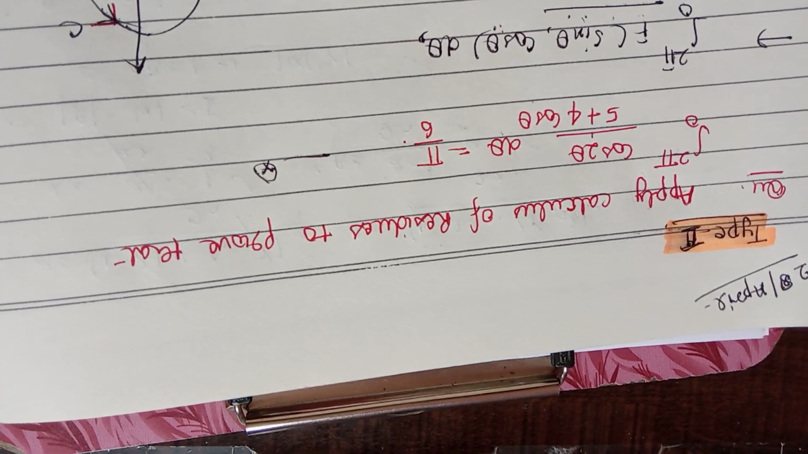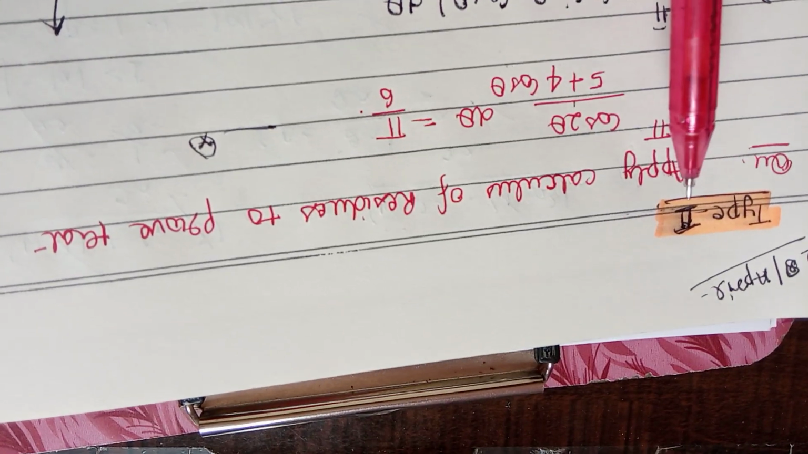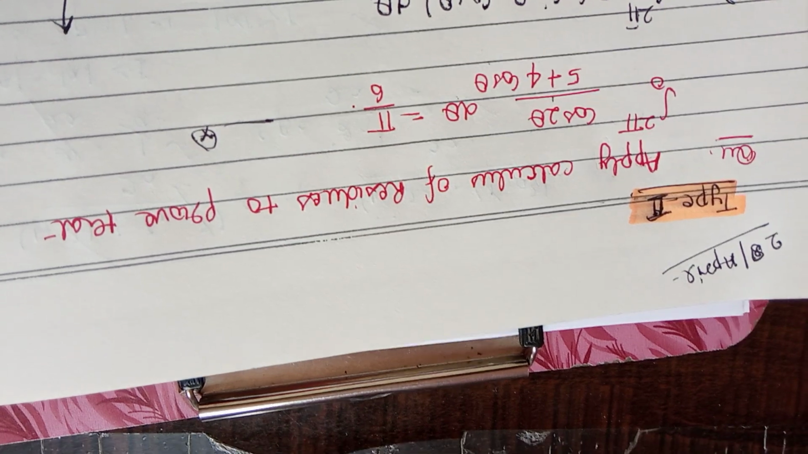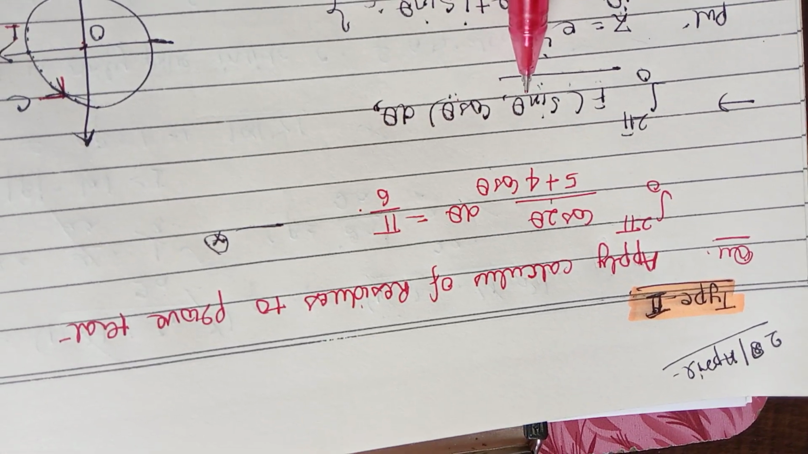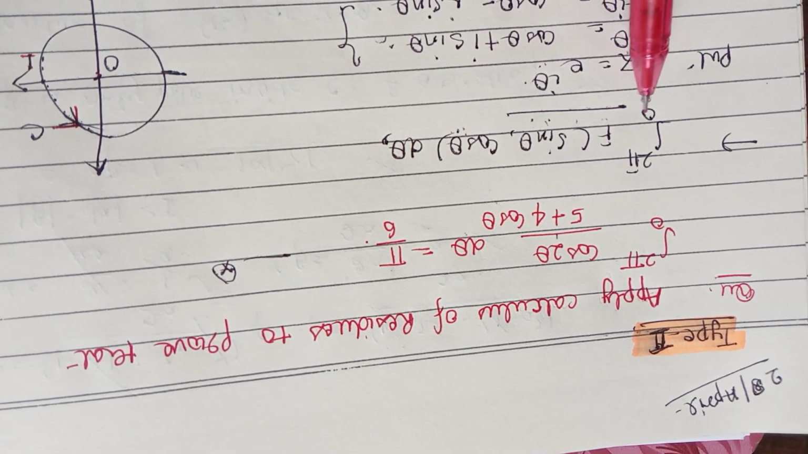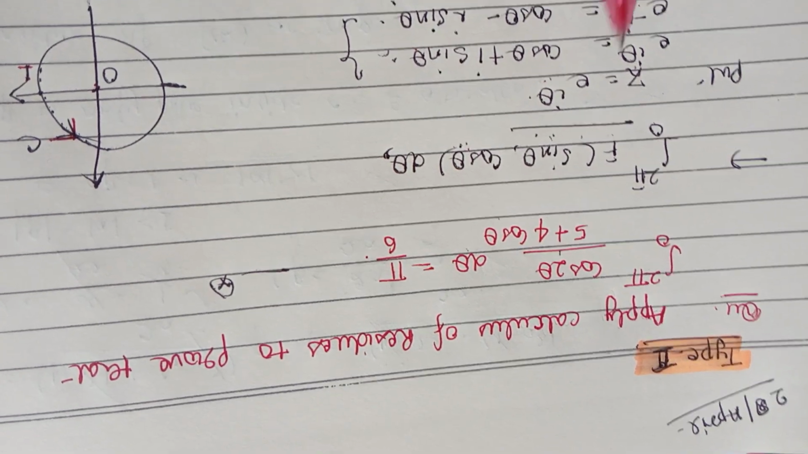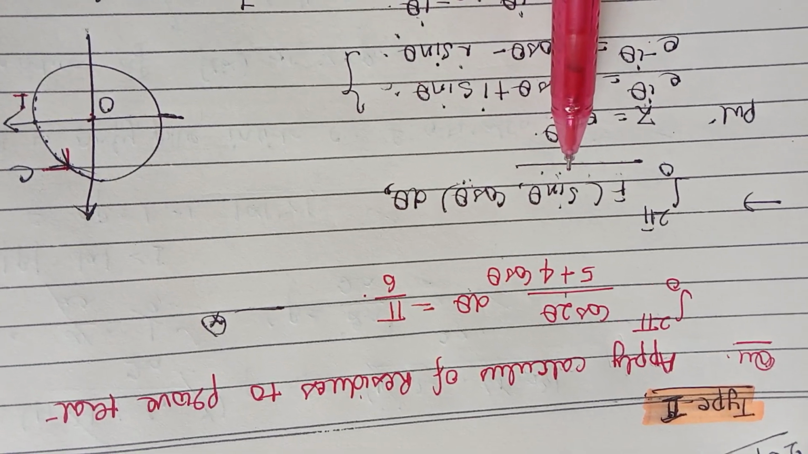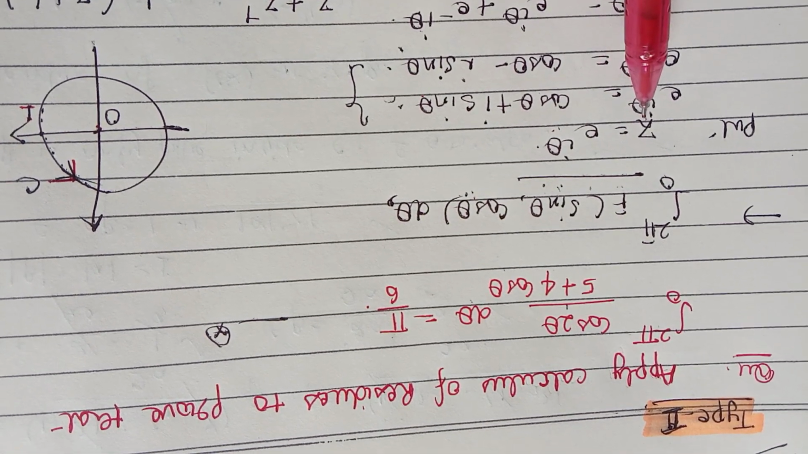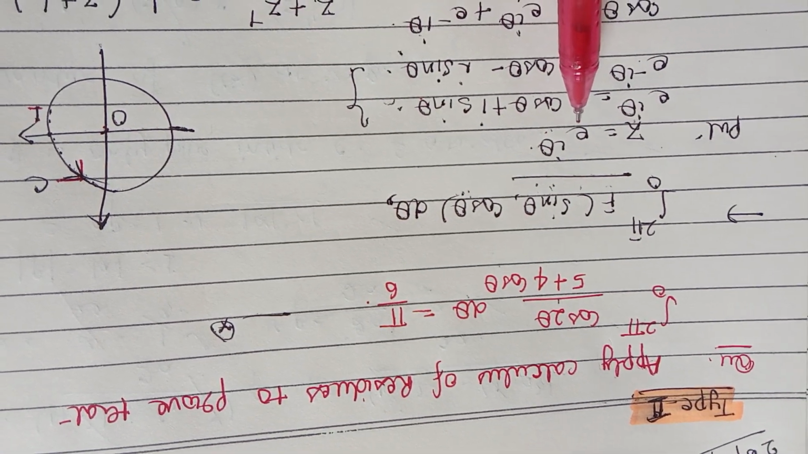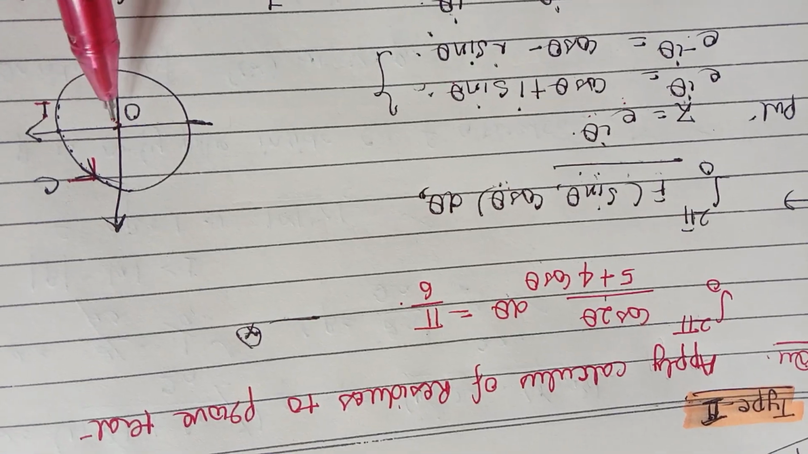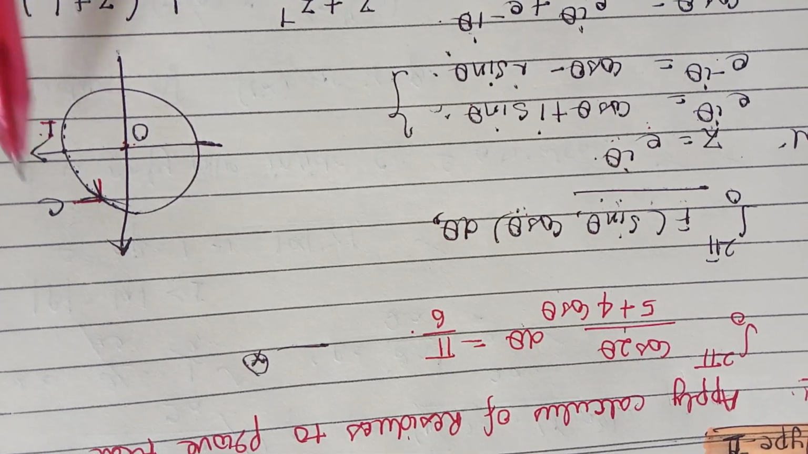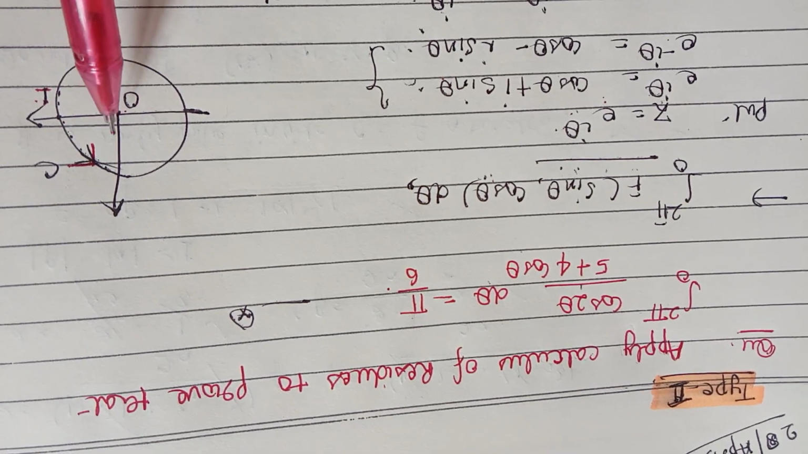Hello friends, today we will discuss the contour integration of type 2. In type 2, we will discuss the integration of a function of sin theta and cos theta from 0 to 2 pi. For these types of integration, we will put the value z is equal to e to the power iota theta. This is the unit circle centered at origin of radius 1 and traversed counterclockwise.